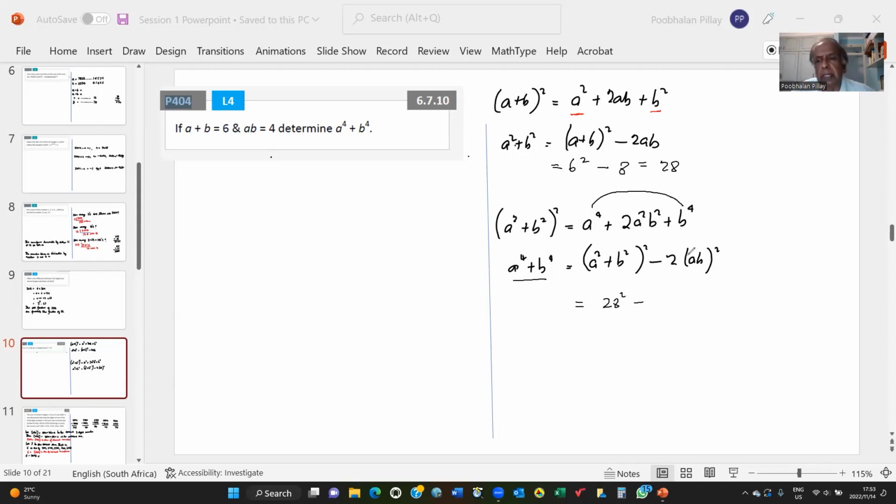A squared b squared is really ab all squared. So it's minus 2, and ab is 4, so it's 4 squared. Right? And if you work this thing out, you get 784 minus 32, you get 752. And that is the answer to the question: what is a to the fourth plus b to the fourth?